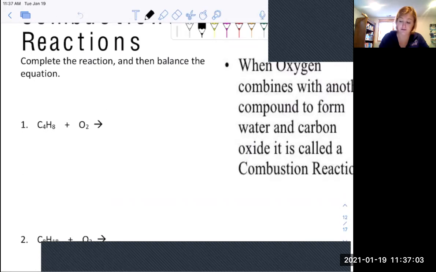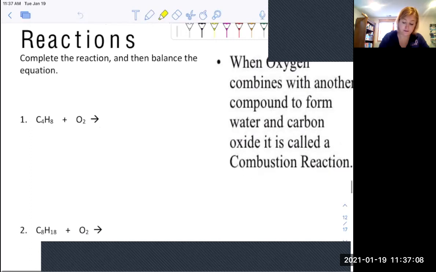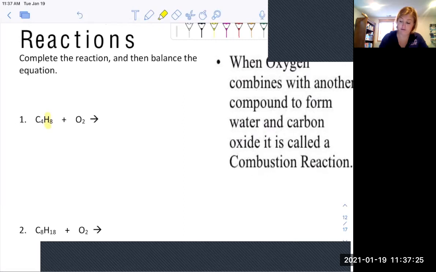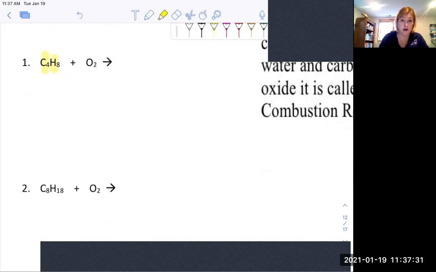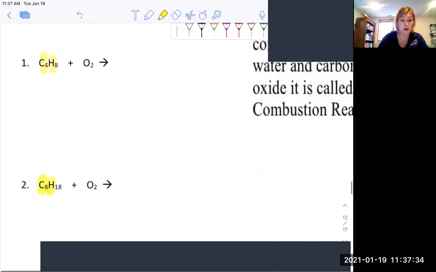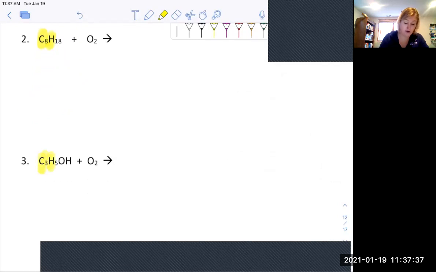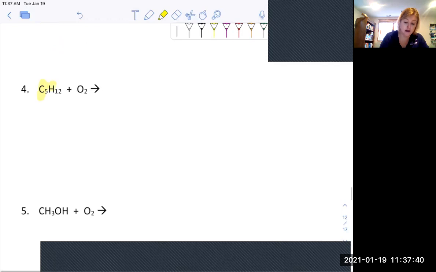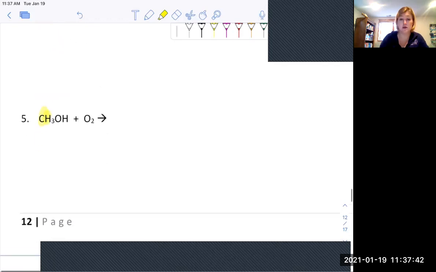So if we click on our pen, we have carbon and hydrogen. Sorry, I can't get my stylus working. We have carbon and hydrogen both. Down here we have carbon and hydrogen both. Everything that we start with always has a carbon and hydrogen.